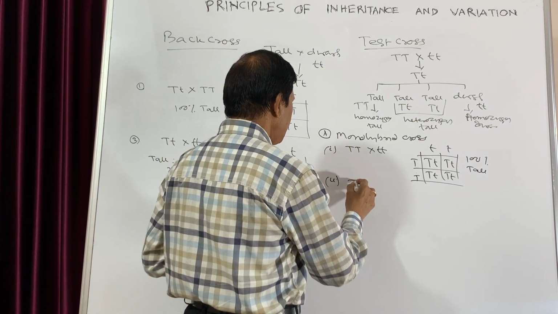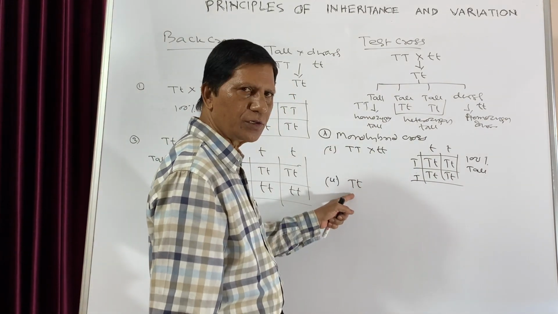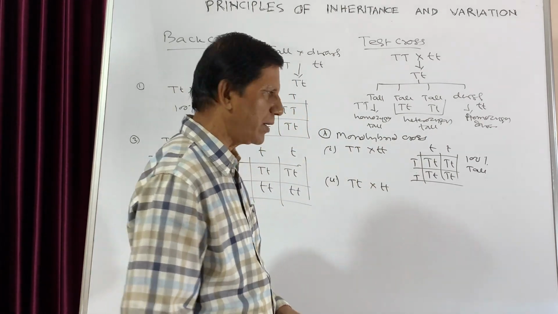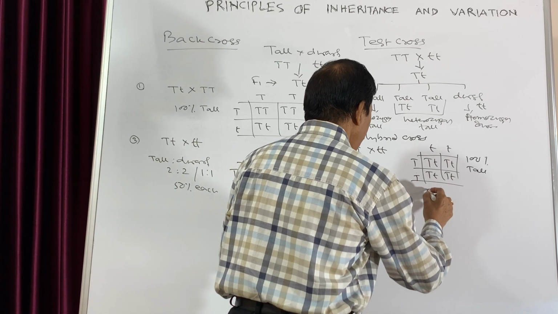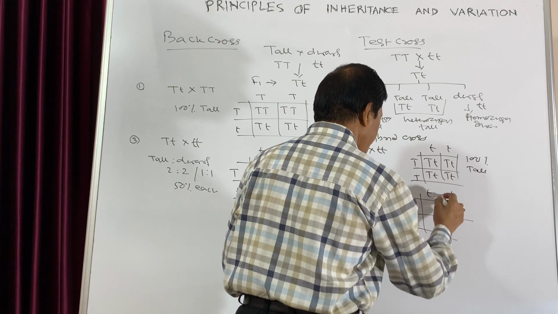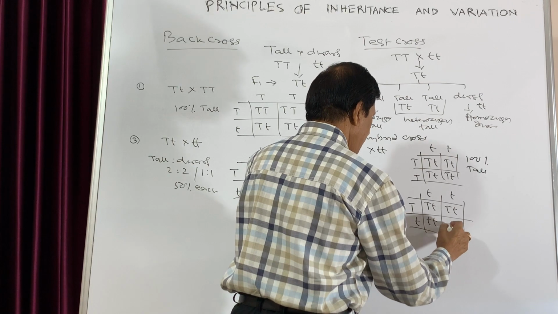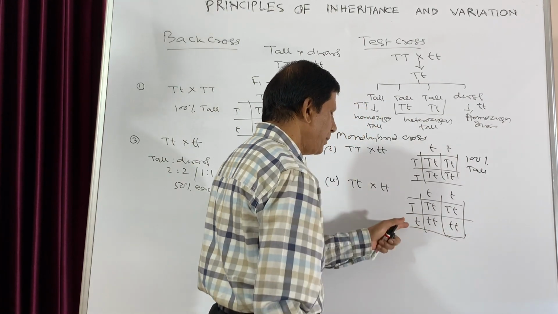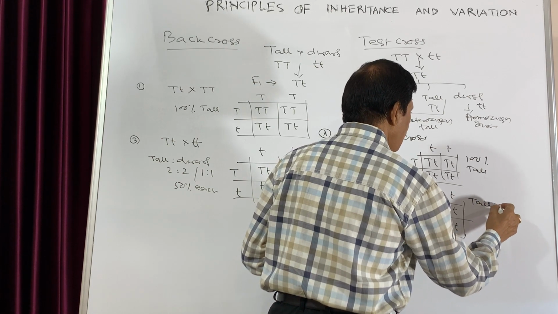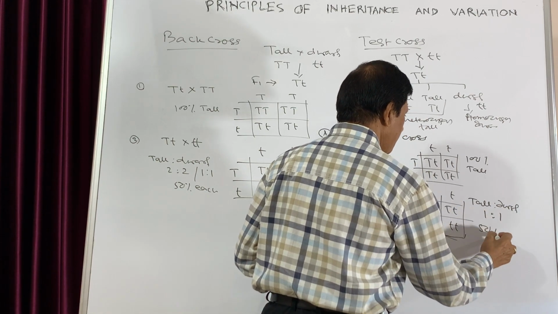Suppose it is given like this, because you do not know whether it is homozygous tall or heterozygous tall. Now you make a cross with the recessive one. So what will you get? You will get capital T small t, capital T small t on this side, and small t, small t, small t, small t on the other. That means here tall is to dwarf in the ratio of 1:1 or 50% each.